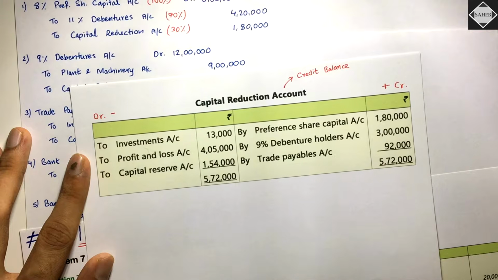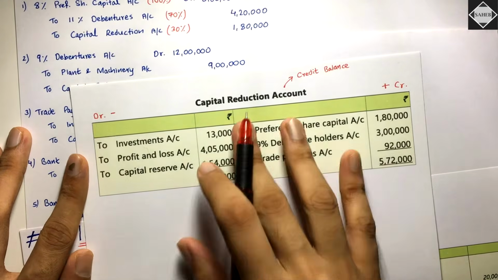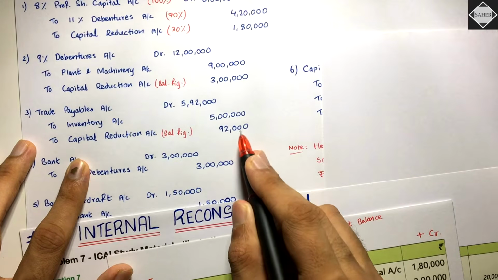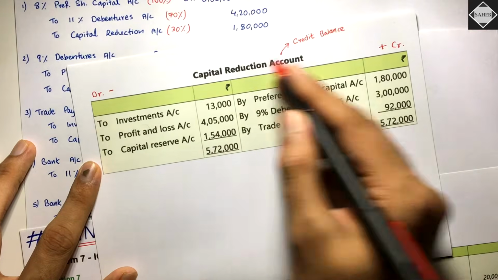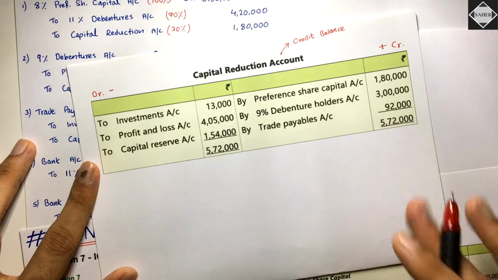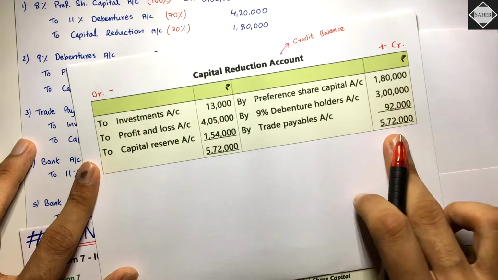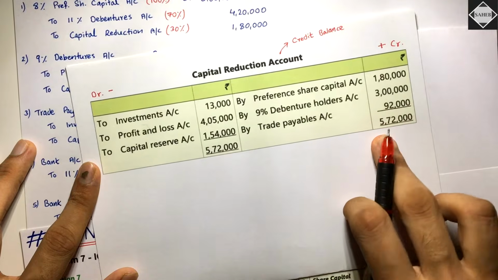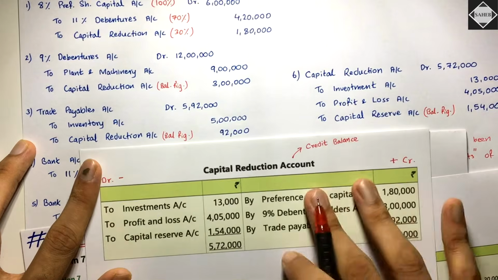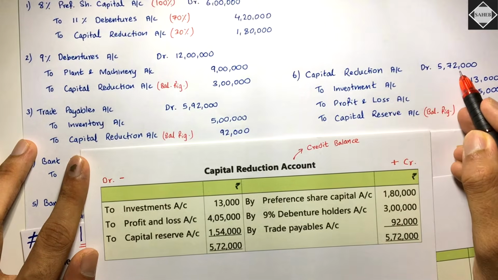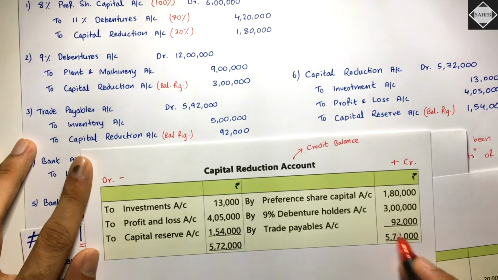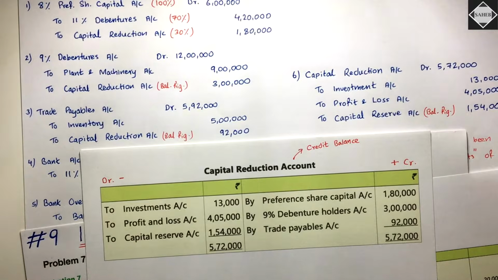Is it clear? And then see next, here also in trade payables, capital reduction account is getting credited by 92,000 because of trade payables. Is it clear? This is how you have to do it. Fine. And then the sum total of this will be the balance that exists in capital reduction. How much? 5,72,000. So if you're passing the entry, then see here, capital reduction account debit 5,72,000. From where did we get this amount? By doing everything. Okay, 5,72,000. Is that clear?